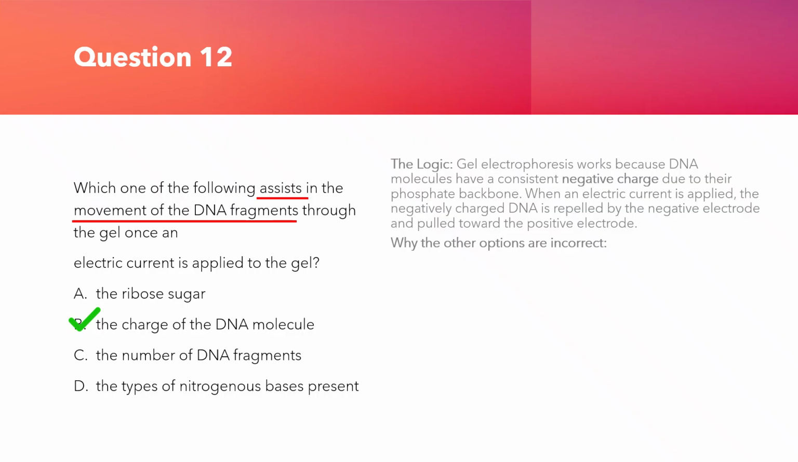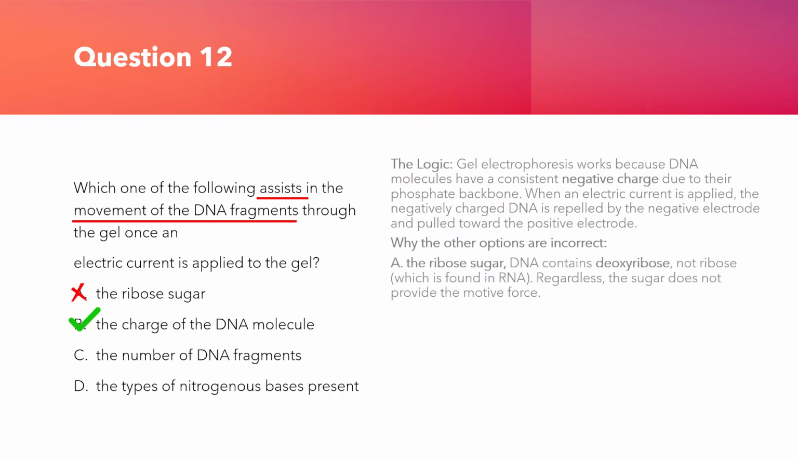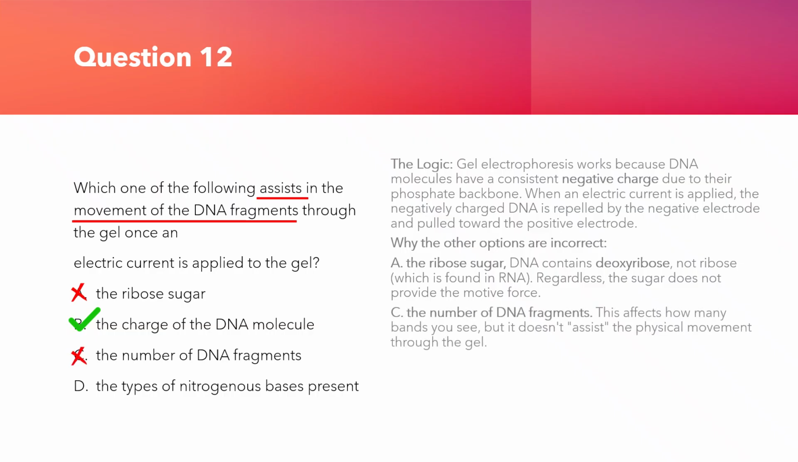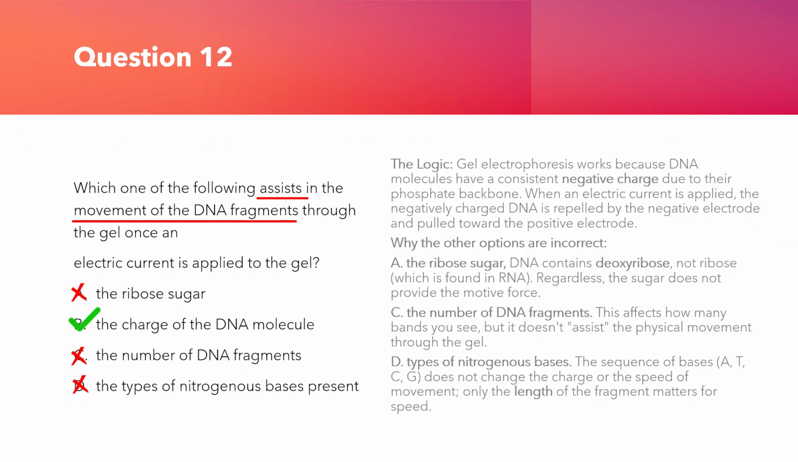A. The ribose sugar. DNA contains deoxyribose, not ribose, which is found in RNA. Regardless, the sugar does not provide the motive force. C. The number of DNA fragments. This affects how many bands you see, but it doesn't assist the physical movement through the gel. D. Types of nitrogenous bases. The sequence of bases A, T, C, G does not change the charge or the speed of movement, only the length of the fragment matters for speed.